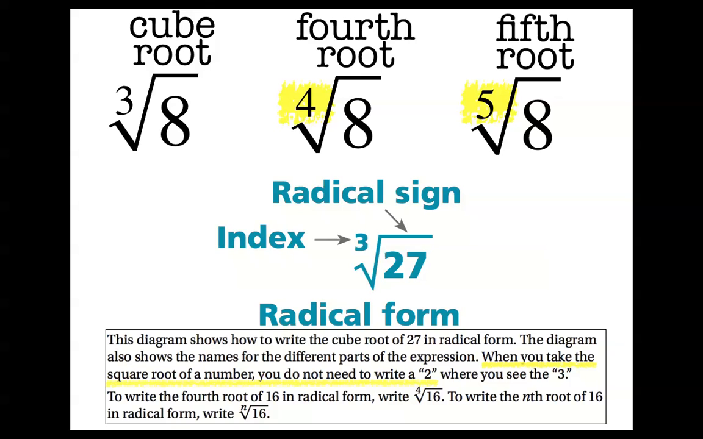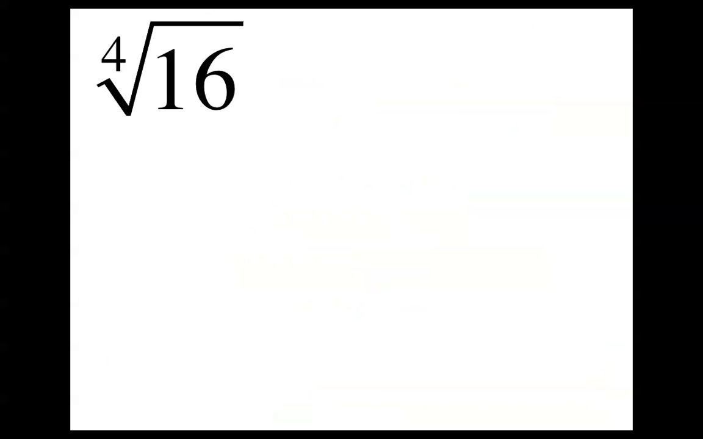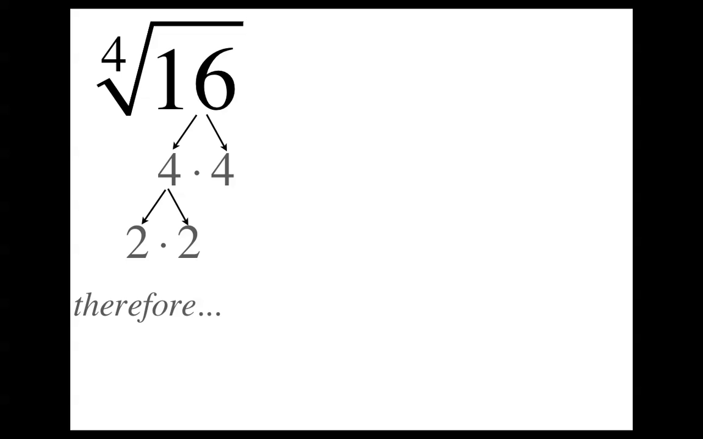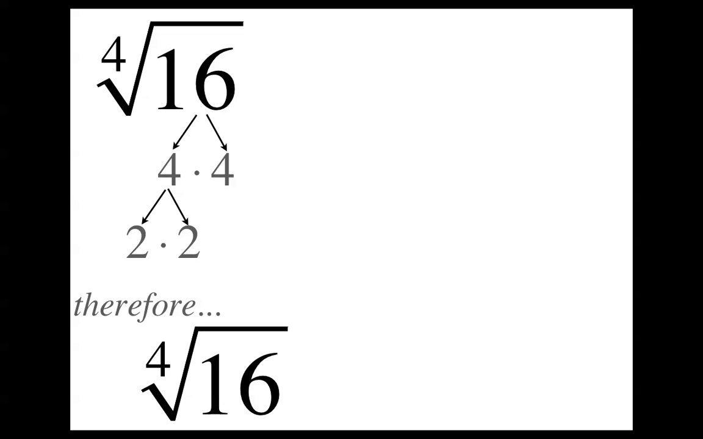Okay, so if you look at the last sentence there, to write the 4th root of 16, you write radical with a floaty 4 in front of it, and then you put 16 inside the radical sign. Okay, so what is the 4th root of 16? Well, 16 is 4 times 4, and 4 is 2 times 2. Oh, and the other 4 is also 2 times 2, isn't it? So, therefore, the 4th root of 16 comes out to 2.